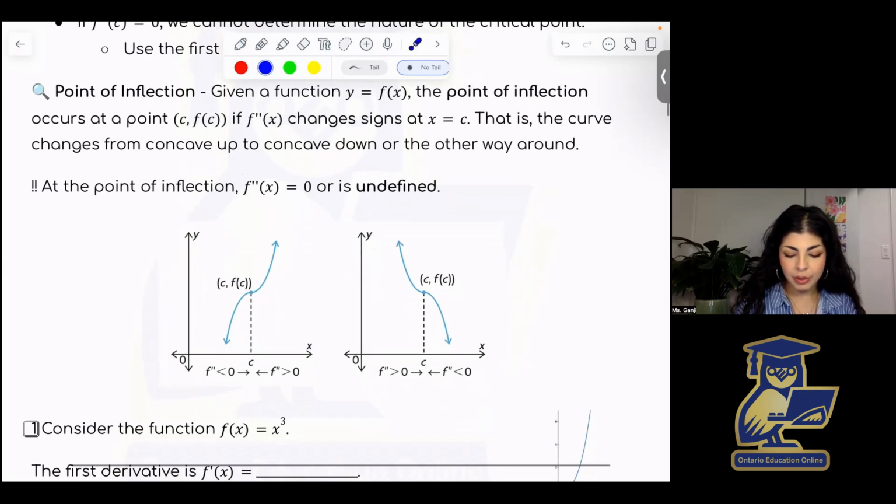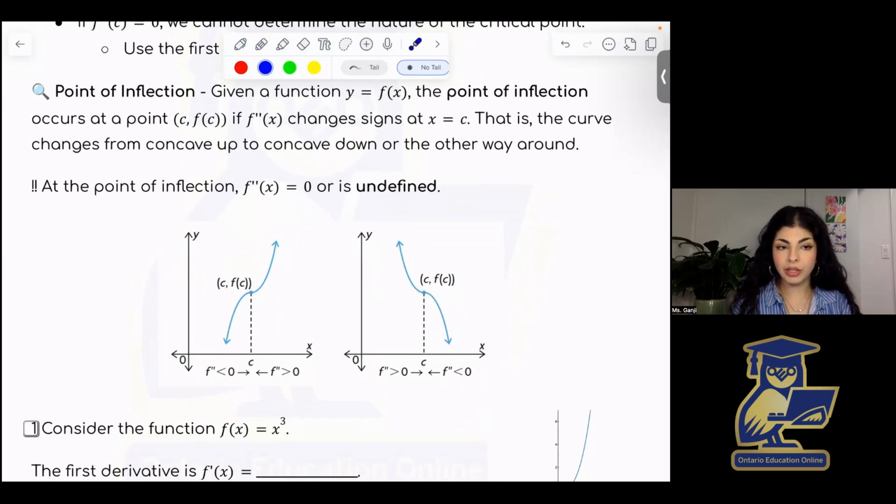Consider, for example, these two curves shown here. We can clearly see here we're having a change of direction, and same here. The concavity here is upwards and it's now downwards. And here it's downwards and now it's upwards. So when the concavity is changing, at that point at which the change occurs, we have a point of inflection. And at the point of inflection, f double prime of x is equal to 0, or it is undefined.